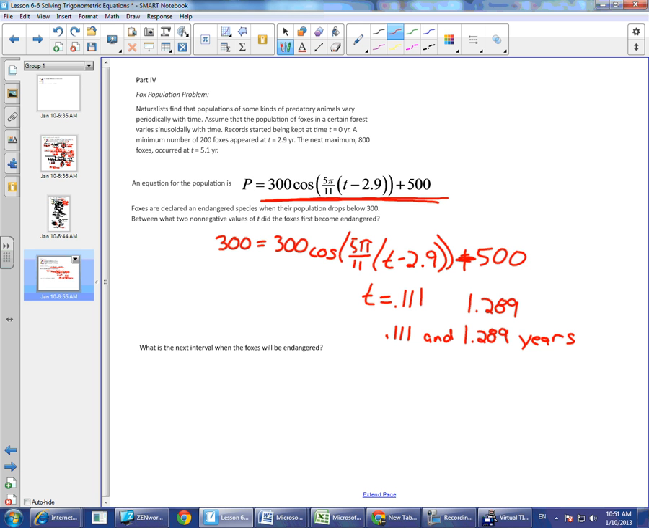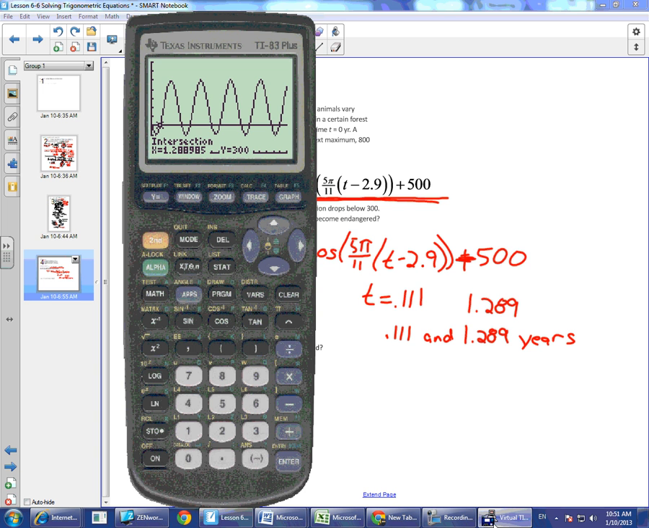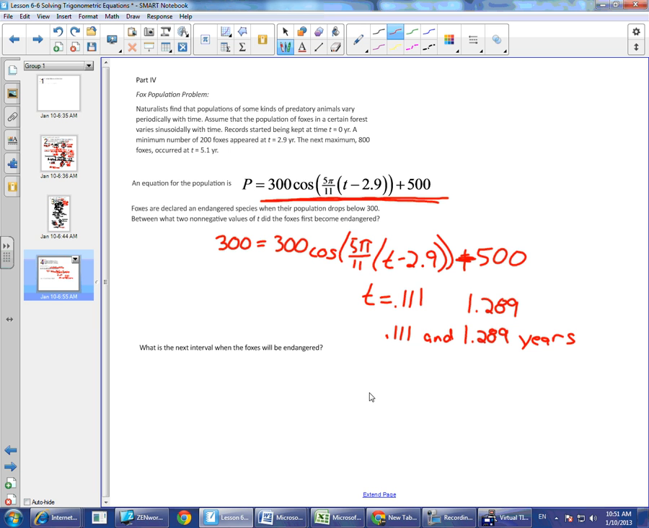And then for the next interval, all you have to do is find that next little interval on there. I already did this problem. You can try it on your own on your calculator. I found it was between 4.511 and 5.689 years.